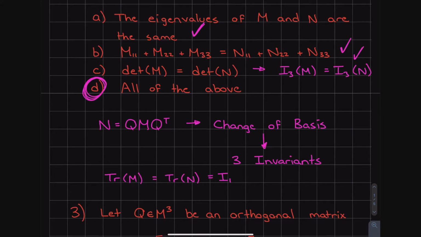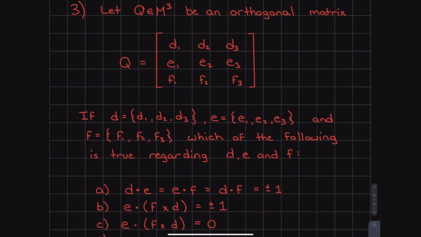All right, moving on to question 3. So for you guys, this would have been question 2. Again, I just wrote question 3 down first by mistake, and I didn't want to have to erase and rewrite it. So question 3, again, question 2 for you guys, says let Q equal a 3-dimensional orthogonal matrix with components D1, D2, D3, E1, E2, E3, and F1, F2, F3.